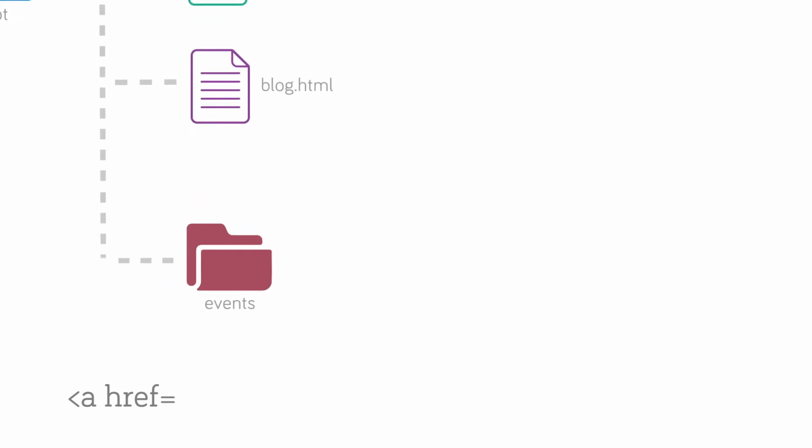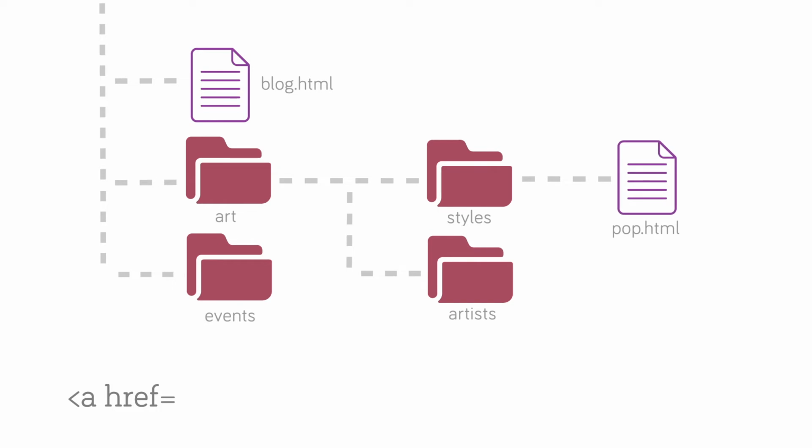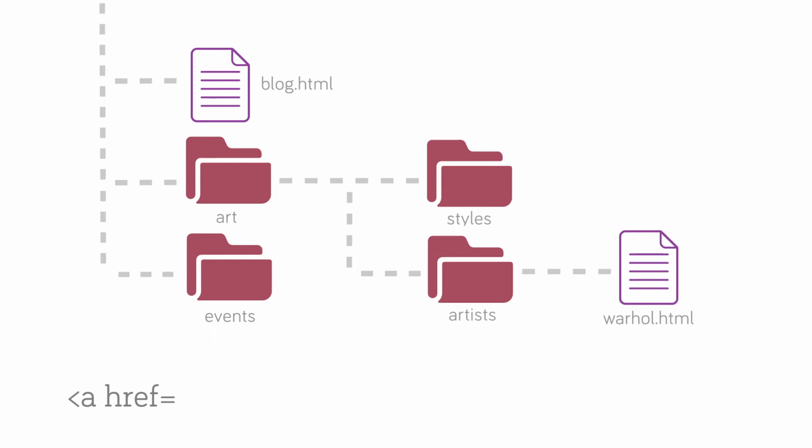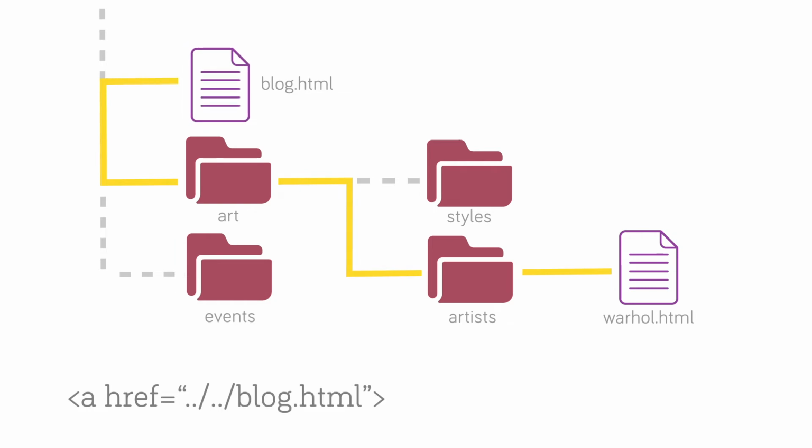Now, if we're going from the home page to pop.html, the process is the same. We just add an extra directory. So it becomes art/styles/pop.html. Now, what if we want to link from warhol.html to blog.html? Now we're going up directory levels in the directory structure instead of down. To do so, we use .. to signify the parent directory rather than writing the directory name. So the path looks like this. .. takes me up one directory to art, then another .. takes me up one more level into the root, and then we add the file name blog.html.